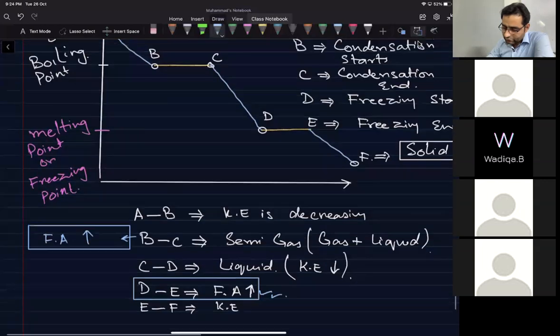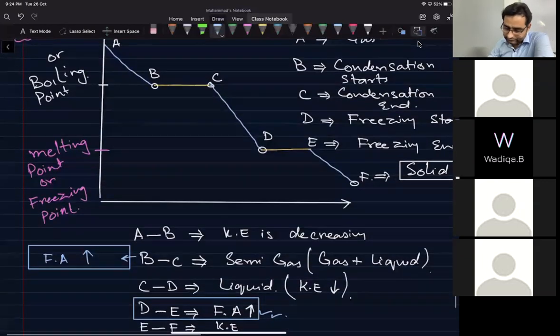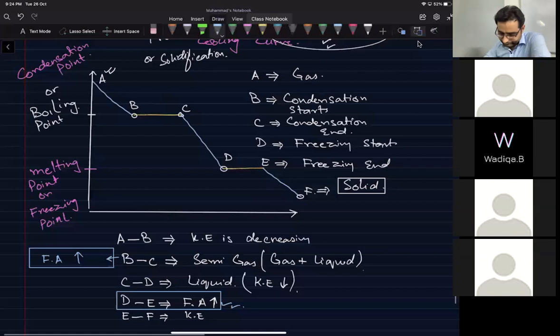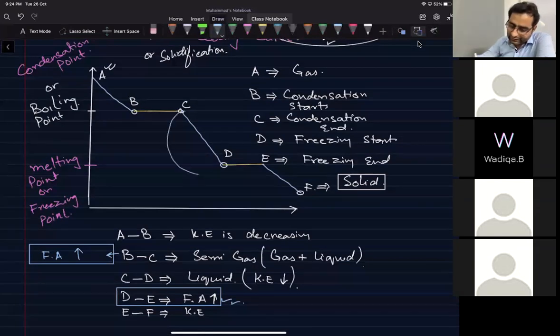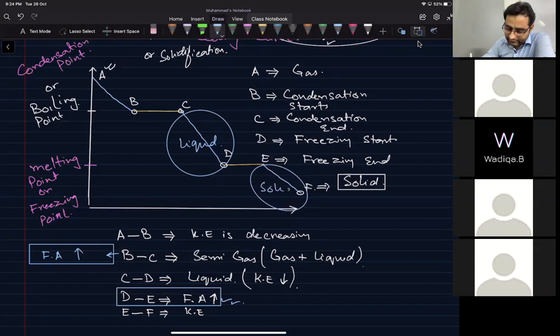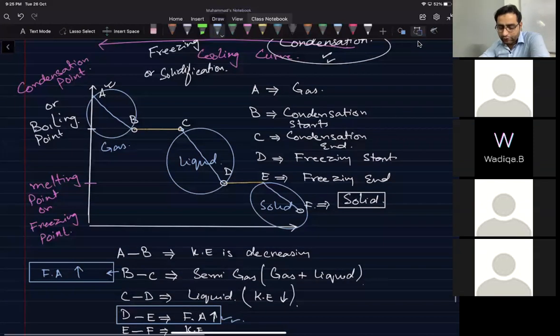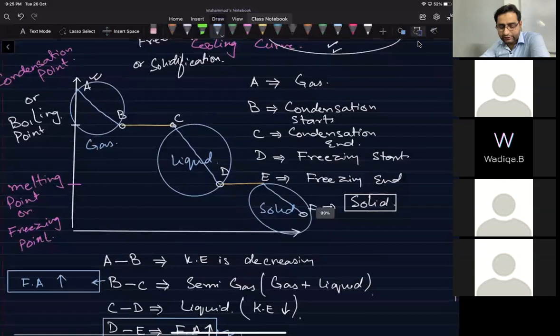Opposite process occurs. So this was change in state and about the cooling curve. Between C and D, there is liquid. And between E and F, there is solid. And A and B, this is a gas. These are the states of matter in the cooling curve and the change in energy, kinetic energy and forces of attraction. Everybody got this point? Forces of attraction and cooling curve.